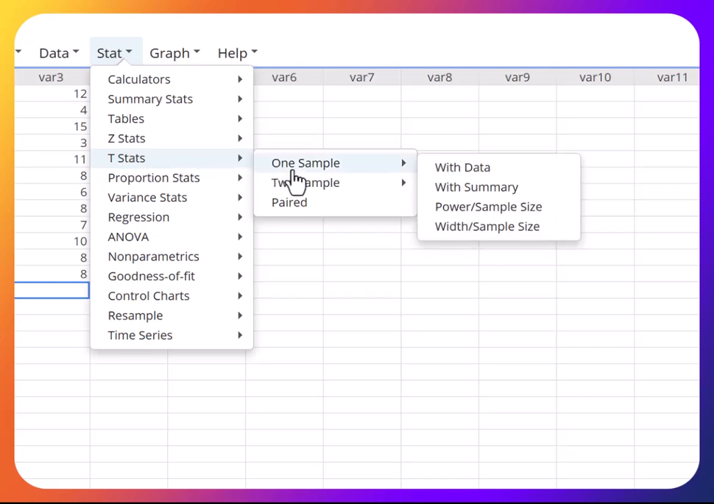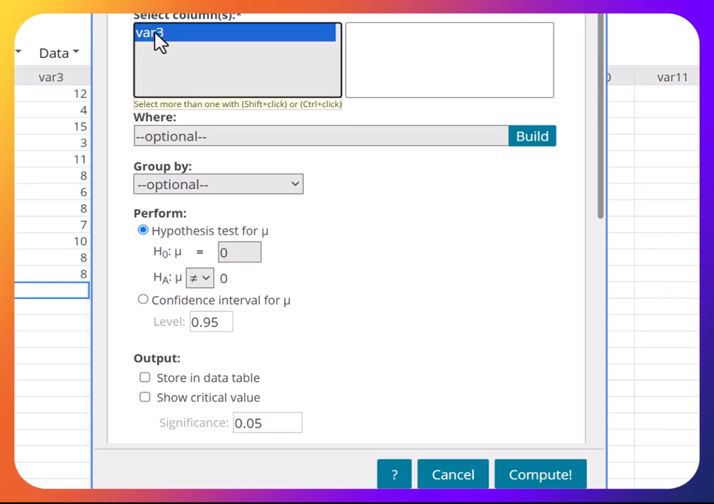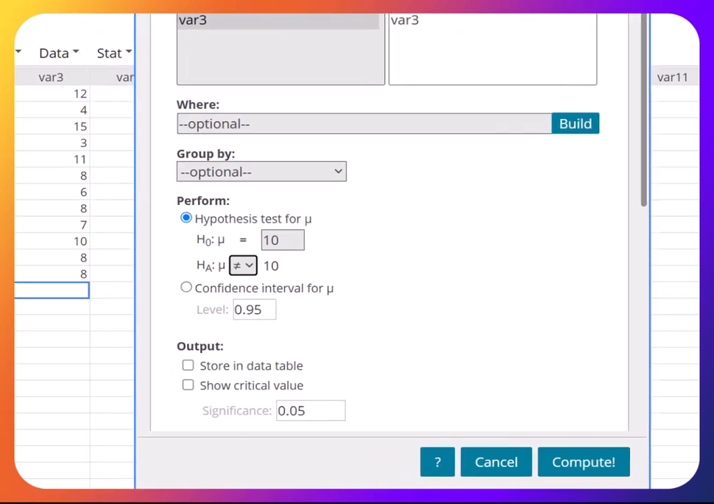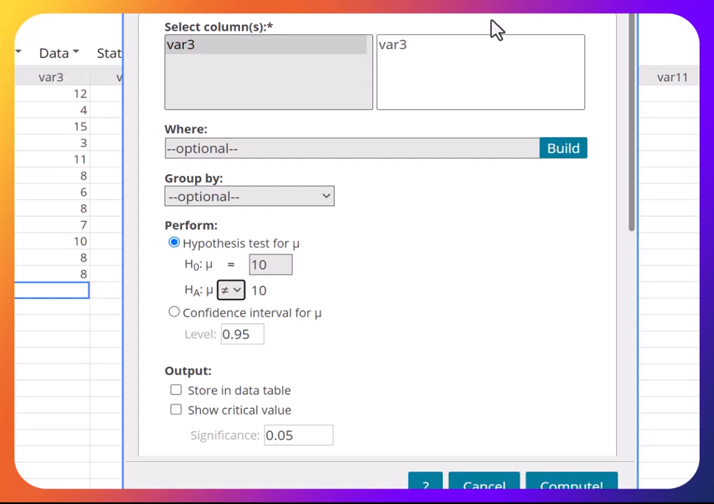So T-stat, one sample, but with data this time. I have the data, and I put it in variable 3, and we're testing against 10. And this is not equal. Make sure you choose not equal. And if you want to draw the p-value, guys, you can do that. So let me just show you here. All right. Hypothesis testing. And let's hit compute.